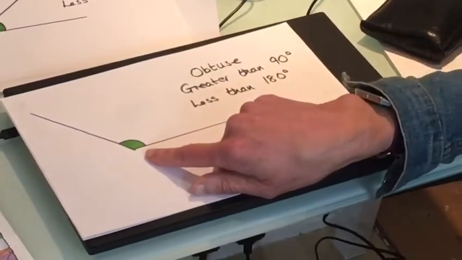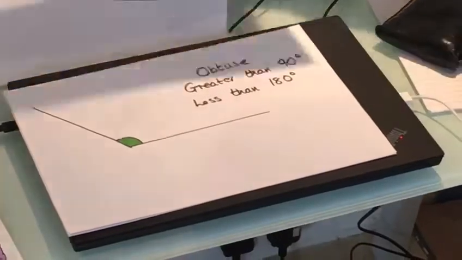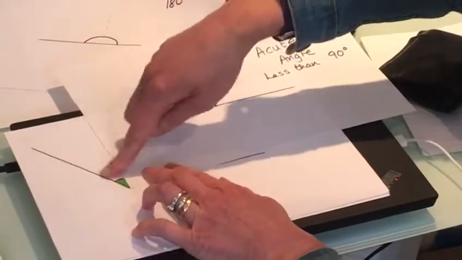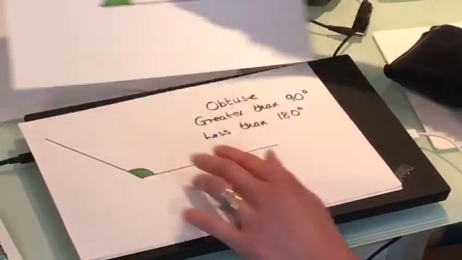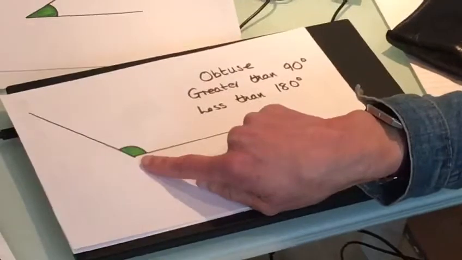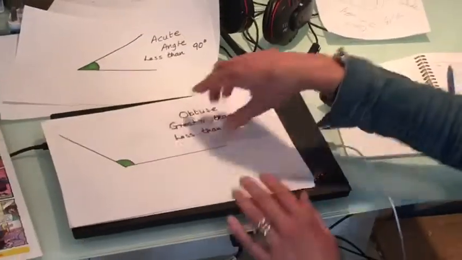Then we've got obtuse. This one is greater than 90 degrees. If I use my piece of paper here, the turn is much bigger than 90 degrees. So obtuse angles are greater than 90 degrees, but less than 180 degrees.